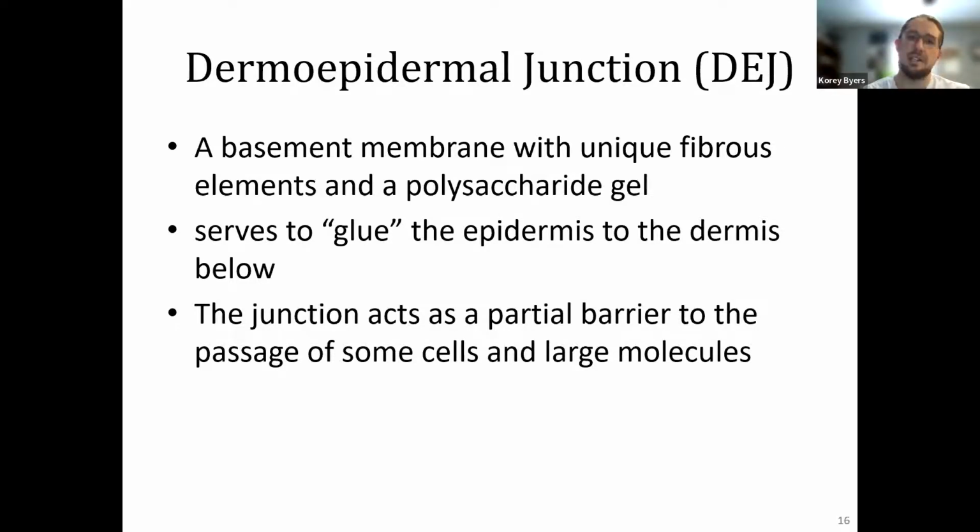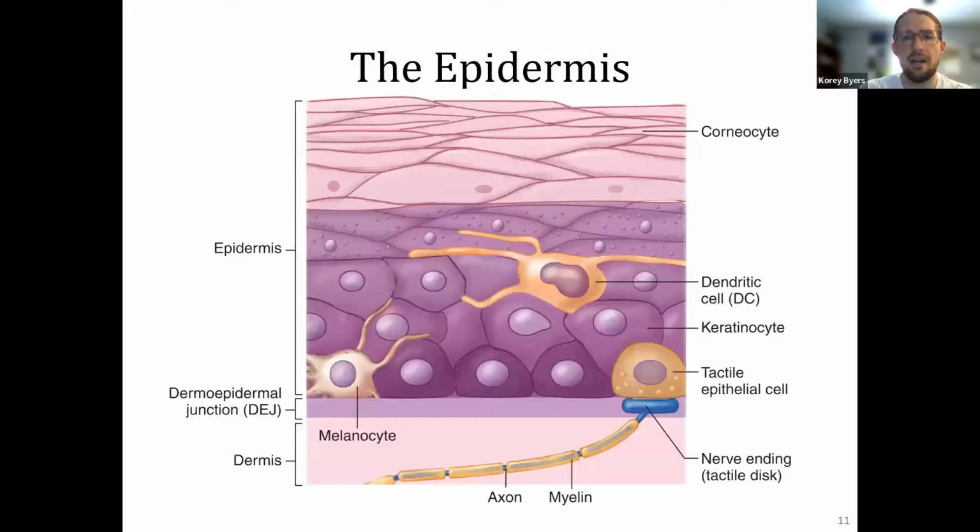Below our epidermis is the dermis, but it's not just floating, right? These things have to be connected. And so there's a connection between the two layers. It's a sugar glue, a polysaccharide gel-like glue that we call the dermo-epidermal junction. So the dermo-epidermal junction is what is connecting, joining those two layers. And let me go back.